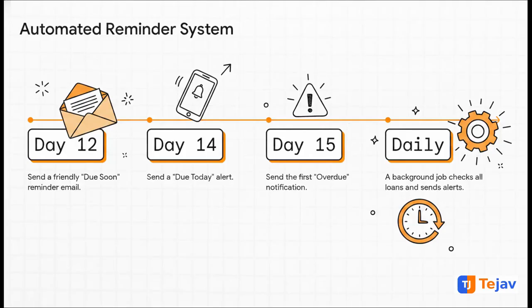But a really great system doesn't just wait for things to go wrong. It tries to prevent them. We can set up an automated reminder system. Think of it like a little alarm clock that goes off every night. It scans all the loans and sends out helpful emails. Hey, your book is due in a couple days reminder. It's due today alert. And then the it's overdue notification. This is great for members and helps the library get its books back faster.